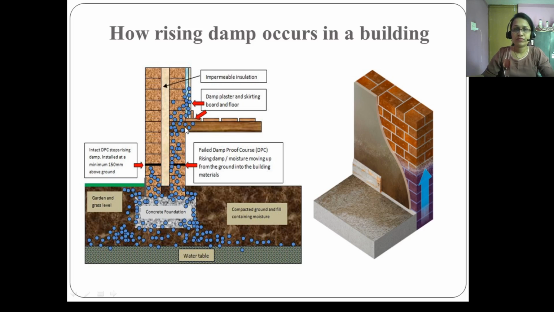Damp proof plaster, skirting boards and floor are provided. This is the impermeable insulation which is provided here. This is the intact damp proofing course. The damp proofing course is provided here, which stops the rising damp. This DPC is provided so as to stop the rising damp. It is installed at a minimum of 150 mm above the ground.